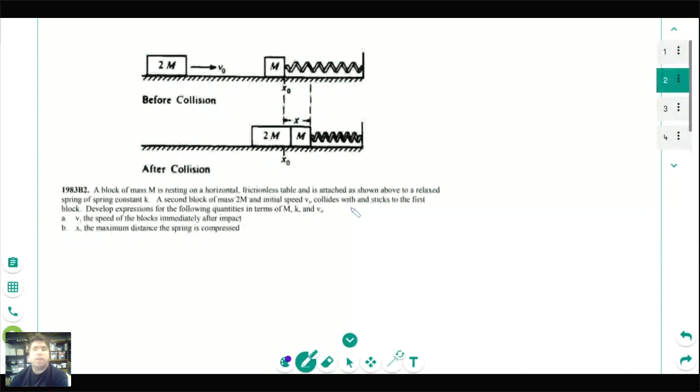We've got a block of mass M resting on a horizontal frictionless table, attached to a spring with a spring constant of K. A second block of mass 2M, with initial speed of V0, collides with and sticks to the first block. That could be important later on. We have to develop expressions for V, the speed of the blocks after impact, and X, the maximum distance the spring is compressed, given in terms of the known quantities M, K, and V0.